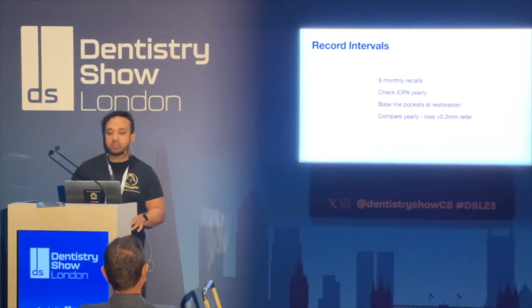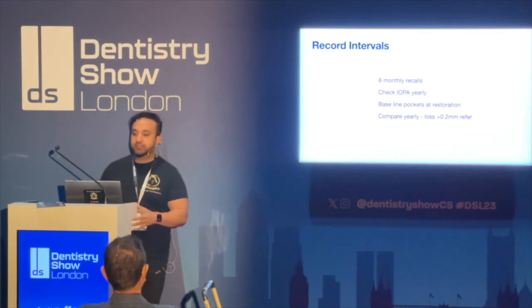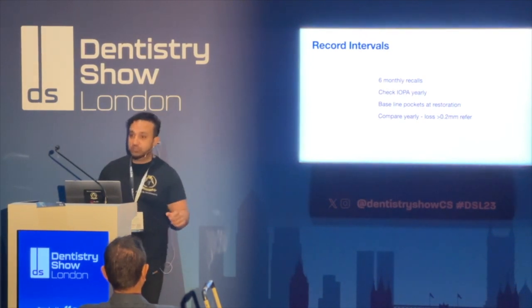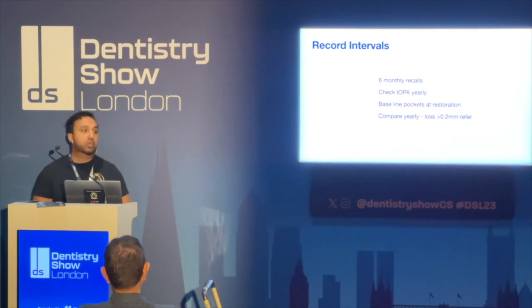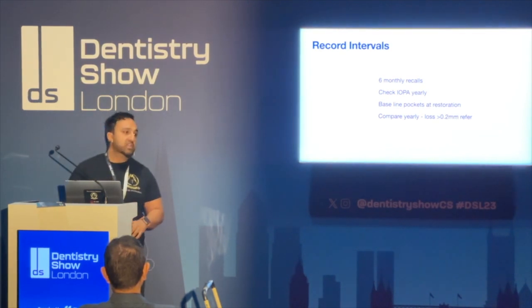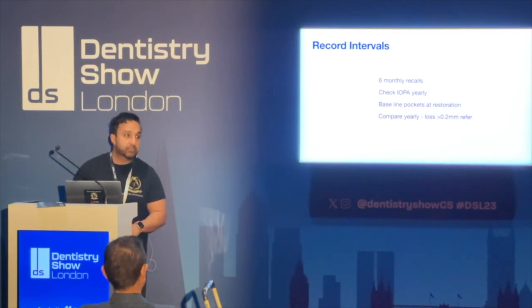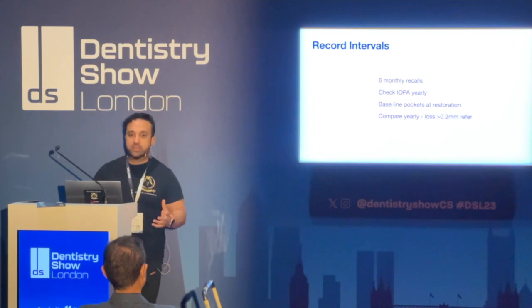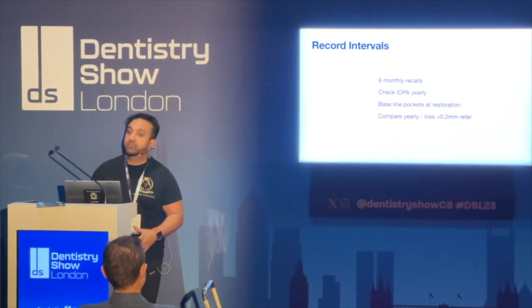What you want to do at the recalls is take an IOPA of it, check all the components are fine, make sure nothing's loose, give the crown a wiggle. That's literally what you need to do. Make sure there's no pain, pus, pocketing, or inflammation. If there's inflammation or bleeding, you can refer to the hygienist at first level. If it's any worse and you see any pus, you can either deal with it yourself at first line or refer it on to somebody who knows what they're doing.